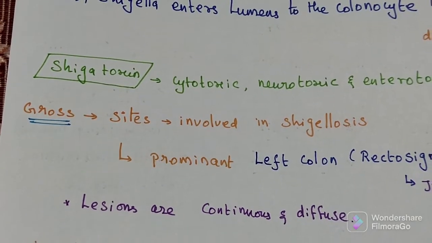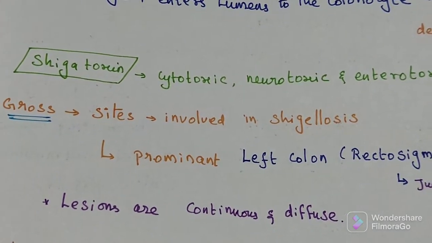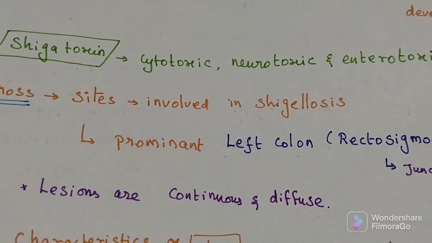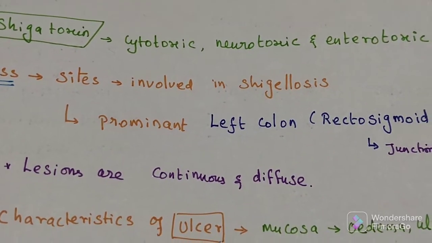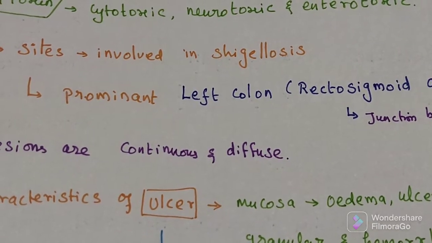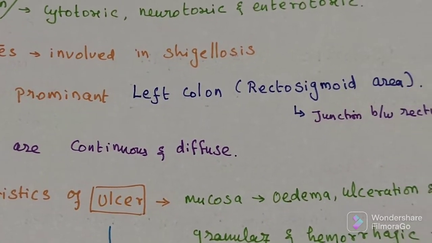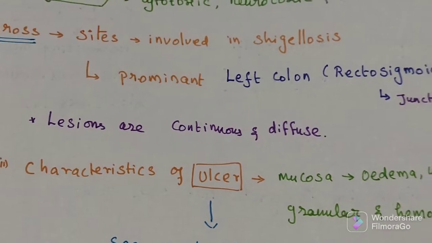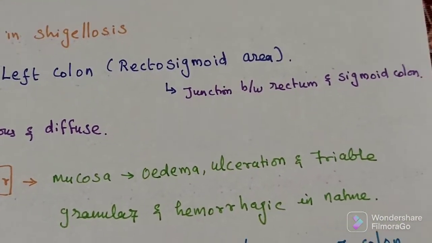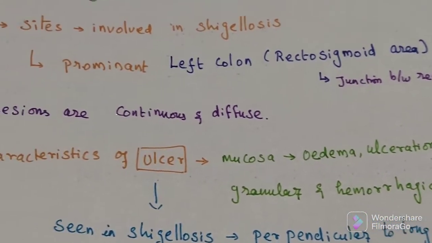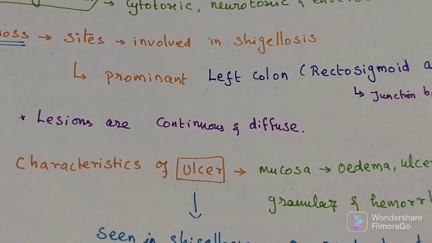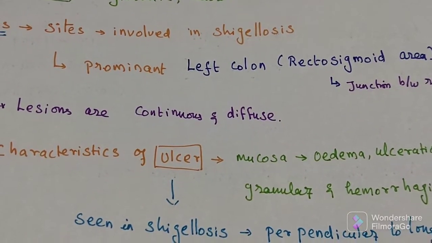Next, morphology. Grossly, the site involved in Shigellosis is most predominantly the left colon, mainly the rectosigmoid area, that is the junction between the rectum and sigmoid colon. Mostly the lesions are continuous and diffuse.